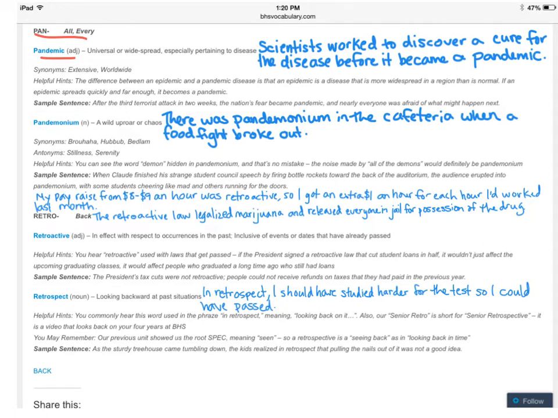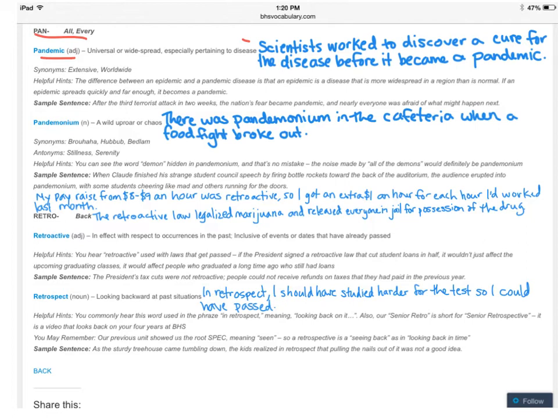My example that I gave you was scientists worked to discover a cure for the disease before it became a pandemic. And the helpful hint is the difference between an epidemic and a pandemic disease is that an epidemic is a disease that is more widespread in a region than is normal. If an epidemic spreads quickly and far enough, it becomes a pandemic. So a pandemic is a disease that really spreads all over the world.